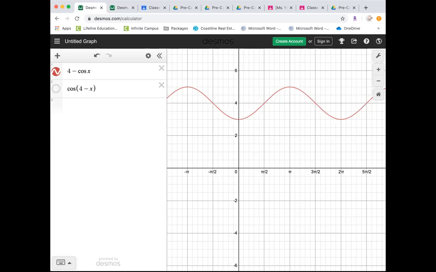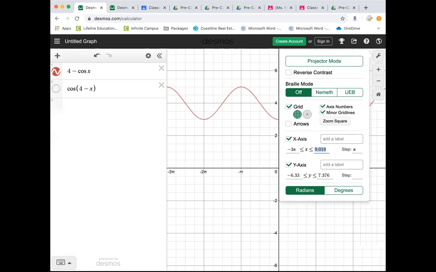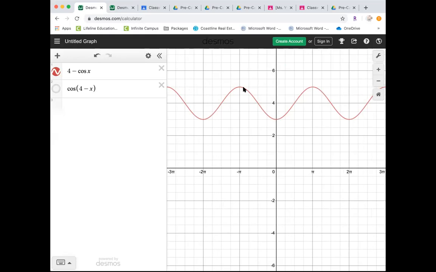Now on the bottom it says pi over 2. It asks for the intervals to be pi over 3, so we would have to change that, right? From negative 3 pi to 3 pi. You just go to the wrench and change these two parts: negative 3 pi to 3 pi, like this. And you just draw that curve.